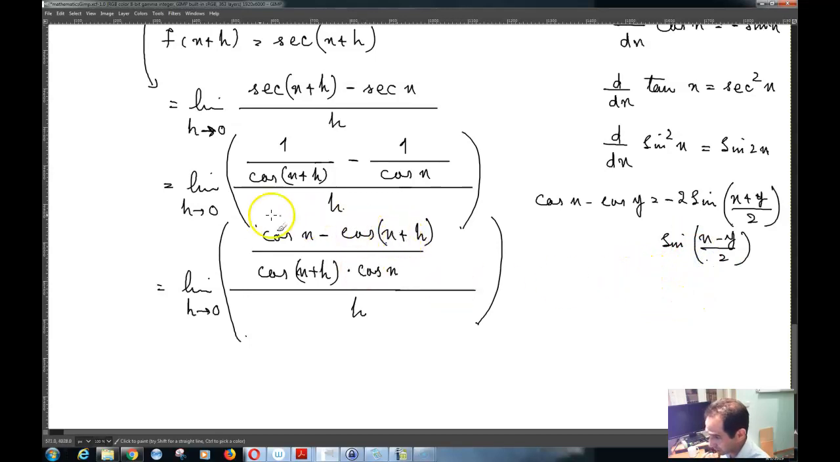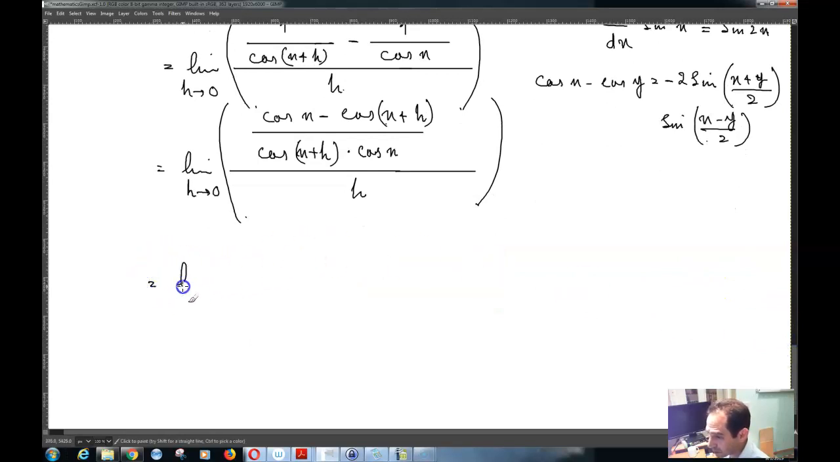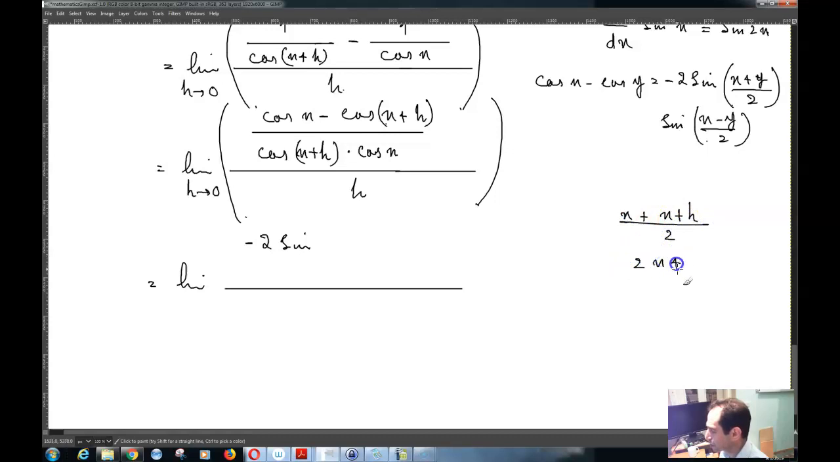So I can write this part as the limit of negative 2 times sine of (x plus y) divided by 2. I'm sorry, x plus y here becomes x plus (x plus h), divided by 2, which is equal to (2x plus h) divided by 2. So that's 2x plus h divided by 2.